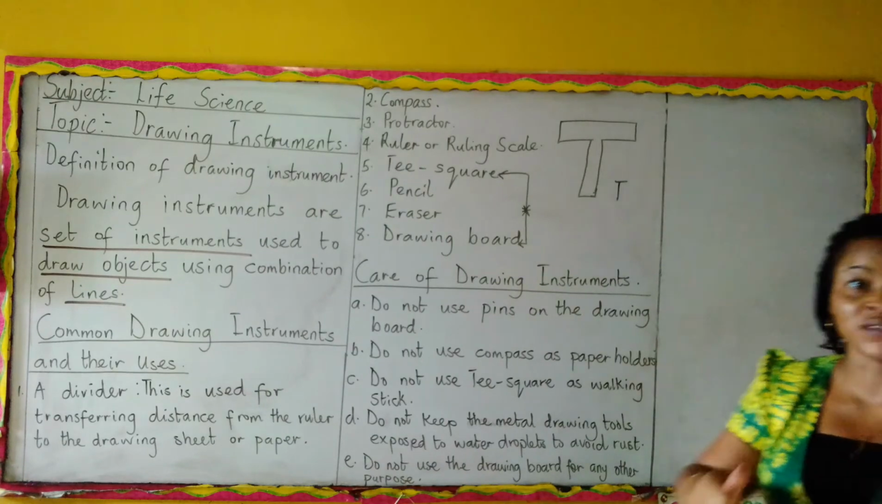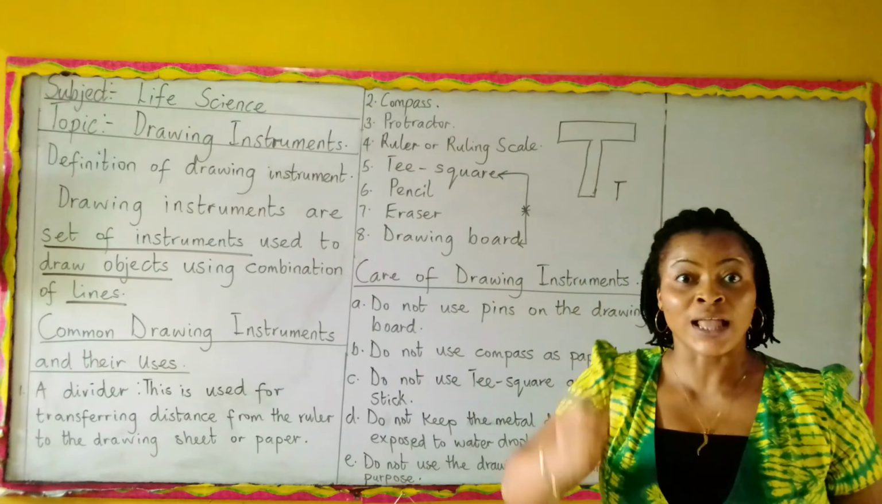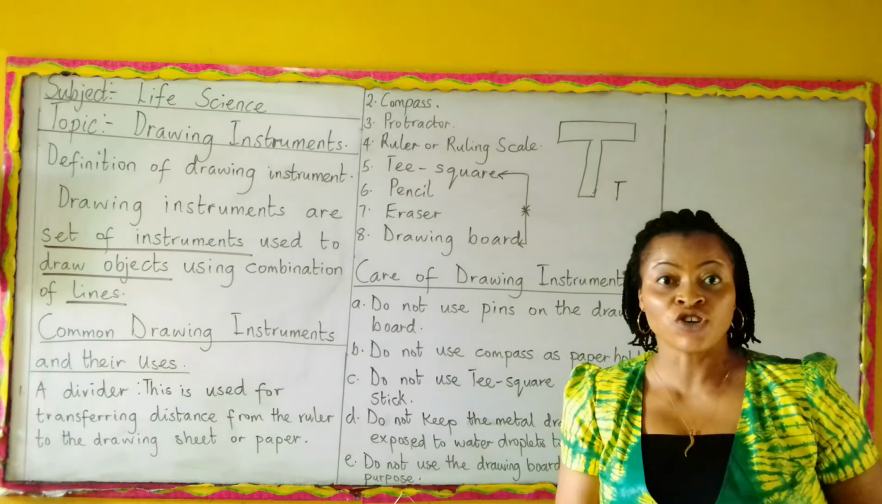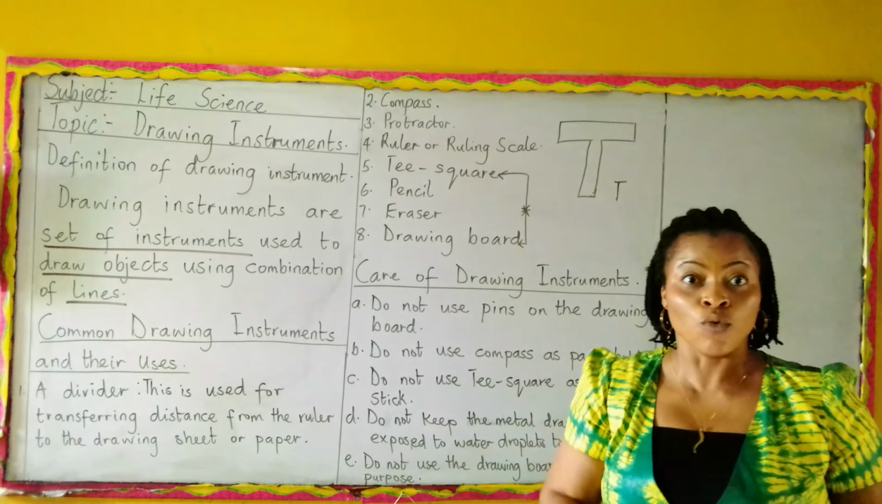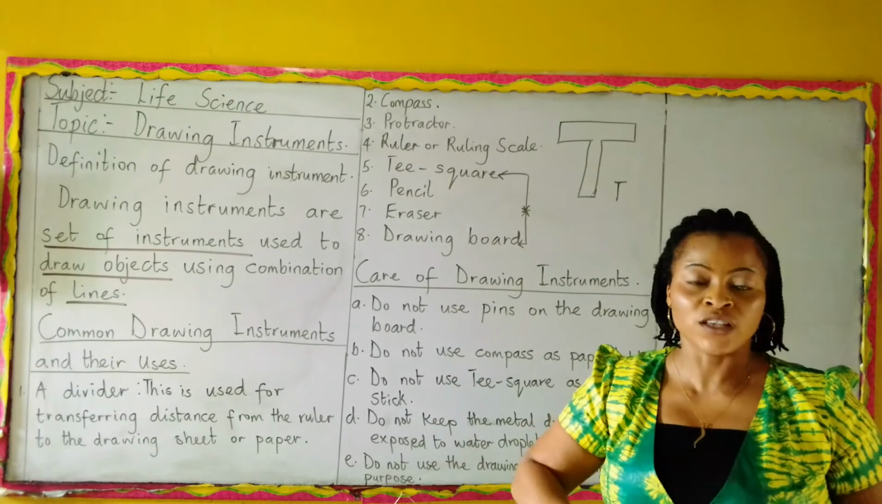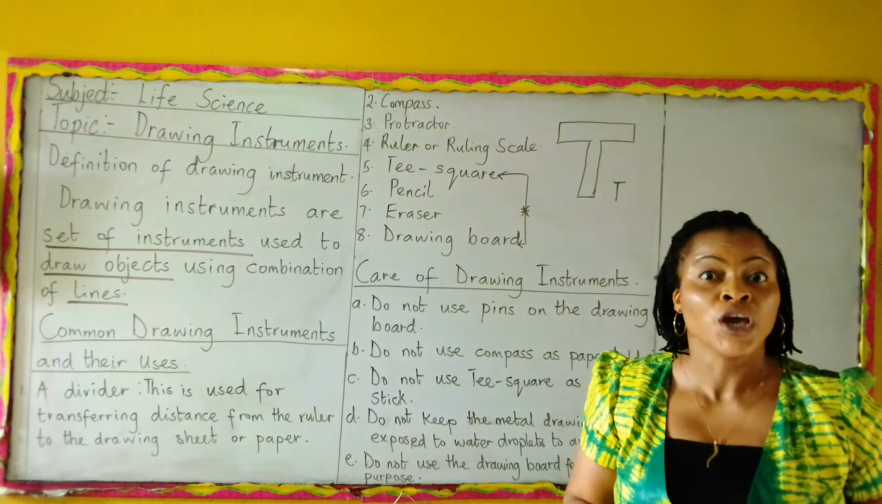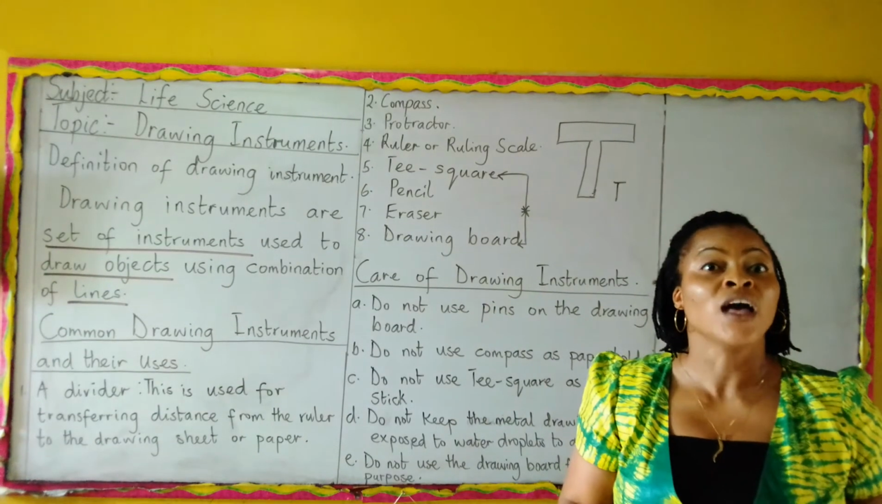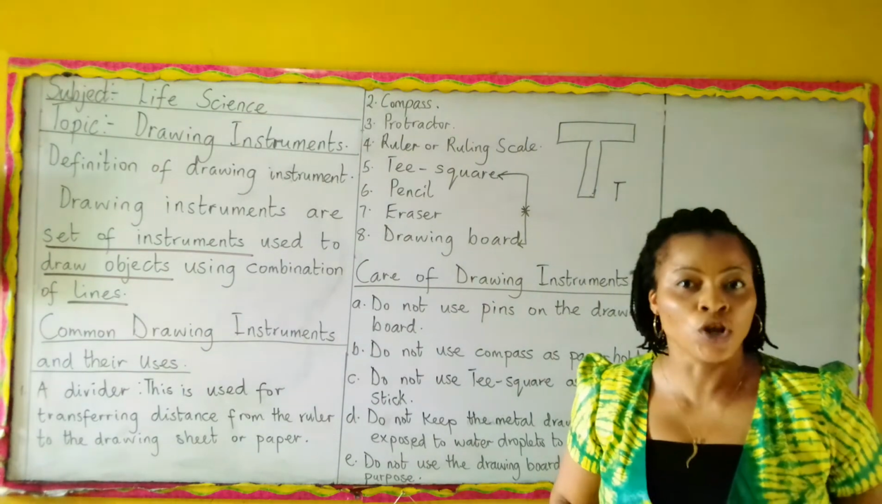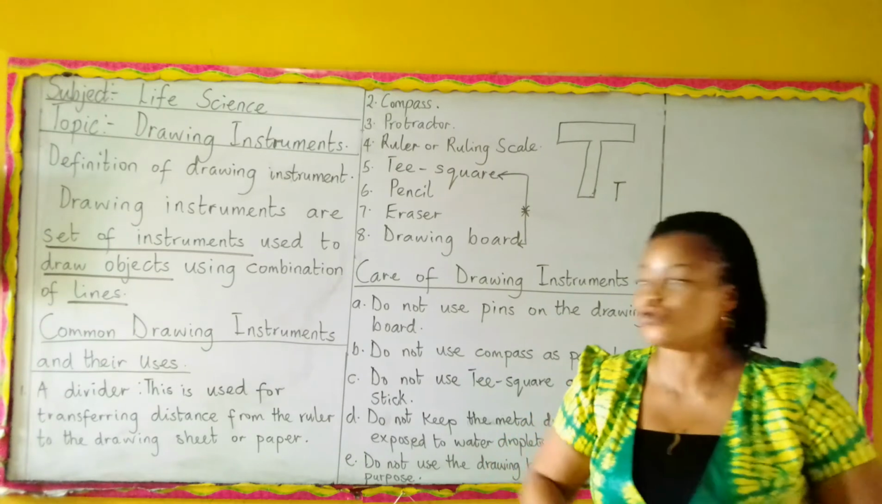Please do not use pins, because if you use pins when you want to draw your lines, the perforations you've made on the board will make your lines shift. It will not appear smooth anymore. So you don't use pins. What do you use on your drawing board? You use paper glue to hold or place your sheet of paper firmly on the drawing board.